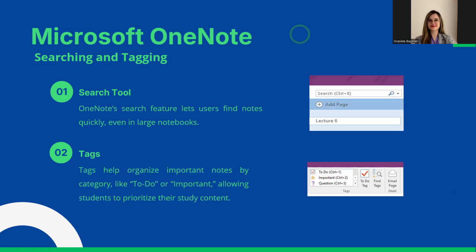Another important feature is searching and tagging. If we look here, we have a search option to search our notes to find something quickly in our large notebook. We can also use tags to organize our notes by categories. For example, to-do tags and important tags, and this allows students to prioritize their study content.